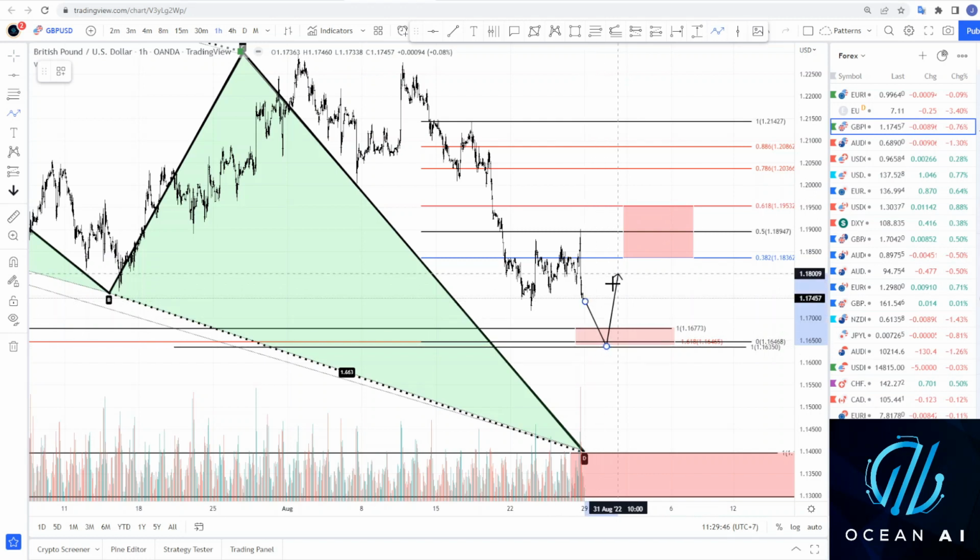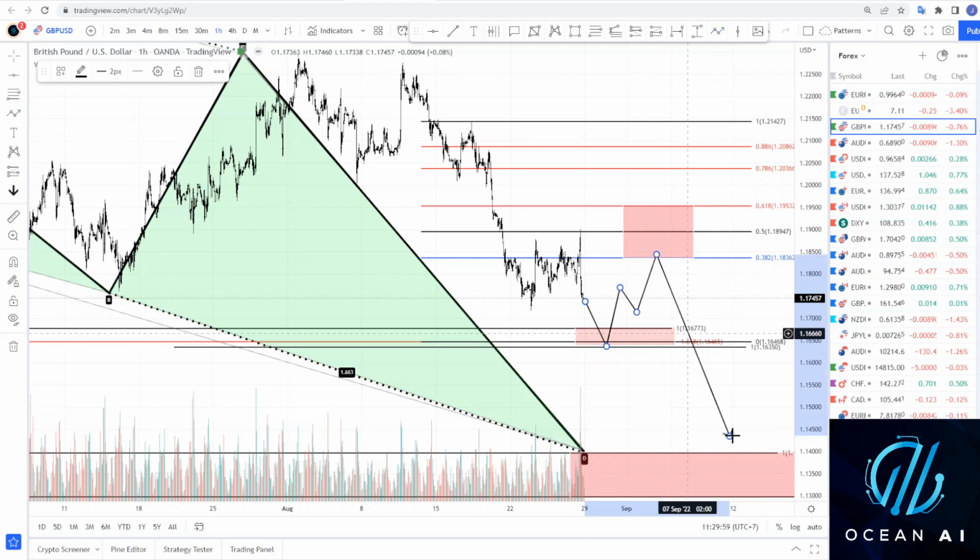Get something down like this, and then if over a few days we get a shallow, probably more like the whole of next week really, get that shallow retracement, and then we look for that next leg down into here. So that's the pound.